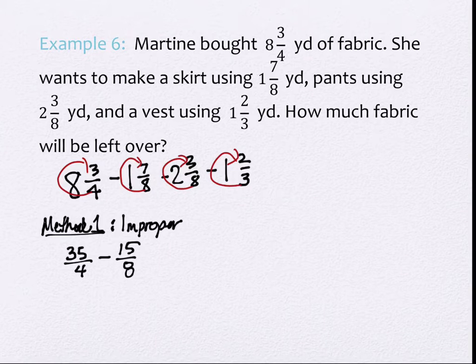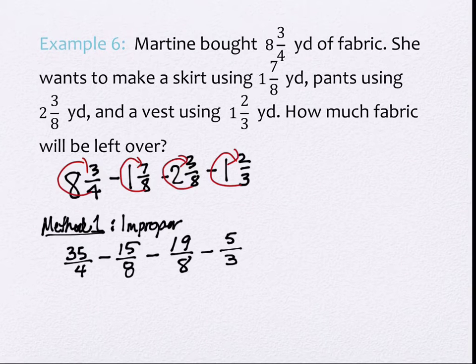8 times 2 is 16, plus 3 is 19/8. We have negative 1 and 2/3, so 3 times 1 is 3, plus 2 is 5/3. Now, if you want to, you can combine the two in the middle because they're both 8ths. That's fine. I'm just going to leave them for now and do it all in one step of combining.